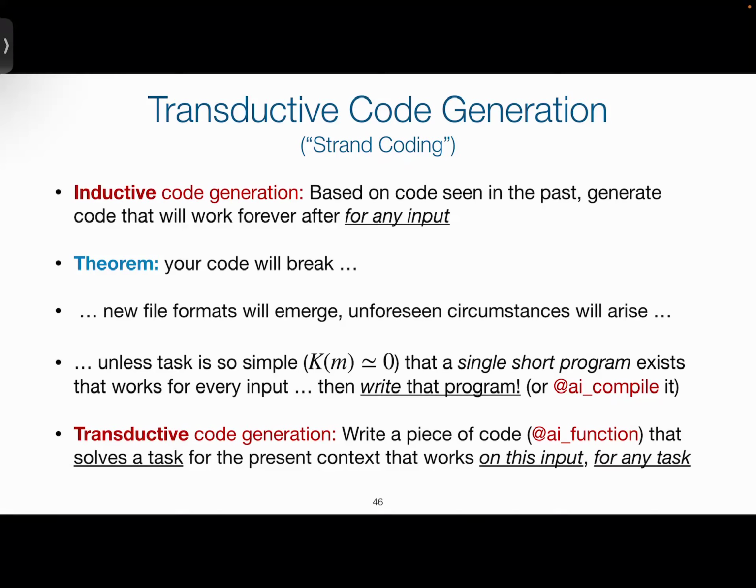So inductive code generation is code that you write based on code you've seen before, once and for all. And of course, things will break unless things are so simple that they have finite complexity, that there is a single short program that covers all cases. Well, then write that program, and that will stay forever. But otherwise, transductive code generation allows you to adapt to the changing environment.